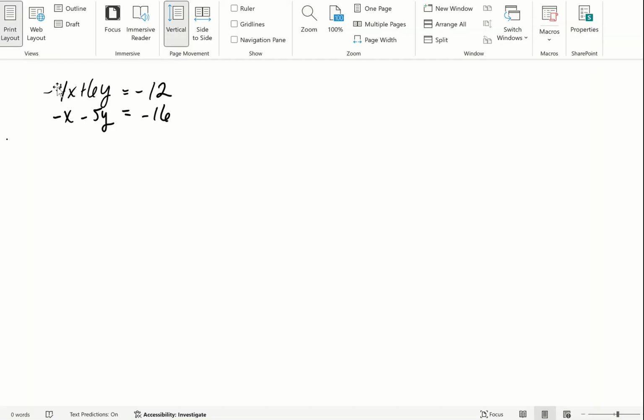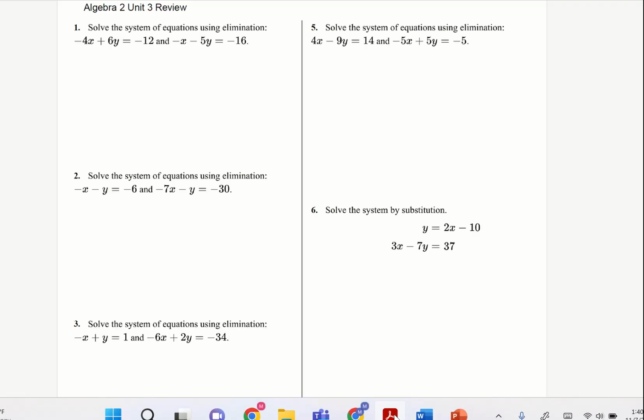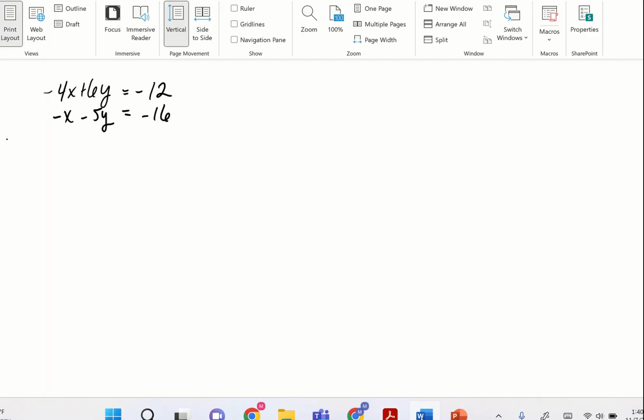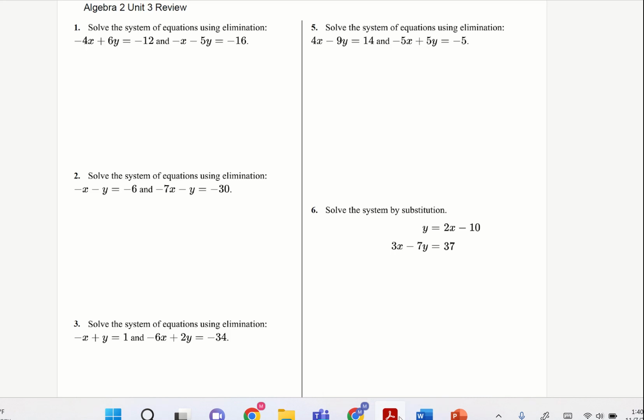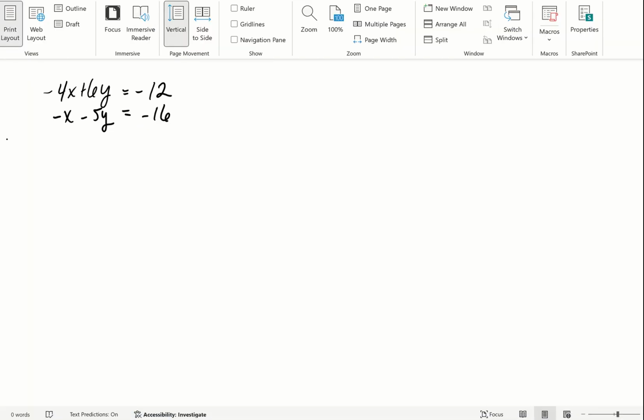So I transferred it over here. Negative 4x plus 6y equals negative 12. I'm just going to make sure I transferred it correctly, and negative x minus 5y equals negative 16. Okay. So there are a bunch of different routes you can go to solve this problem. I'm going to do the one I'm going to assume most of you chose. I'm going to multiply this by negative 4.